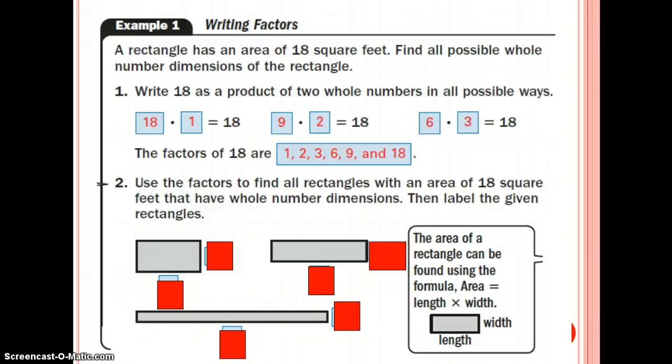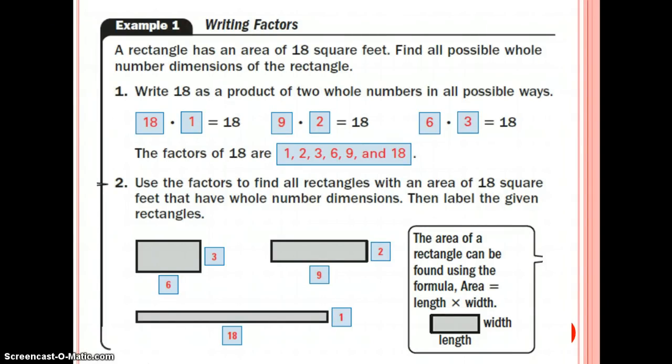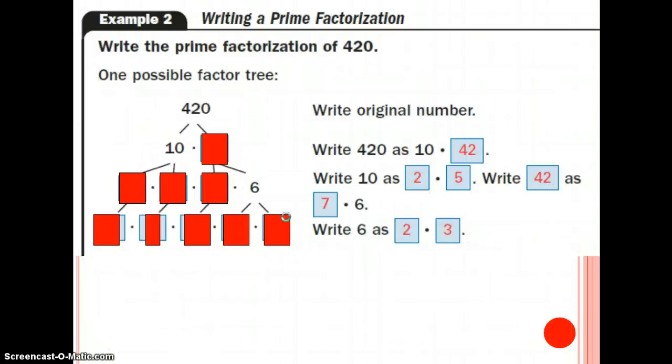Factors are the numbers that can be multiplied together to equal 18. The factors are also the dimensions of a rectangle with an area of 18. You can have a 6 by 3 rectangle, a 9 by 2, or an 18 by 1. Remember, the area of a rectangle is length times width.